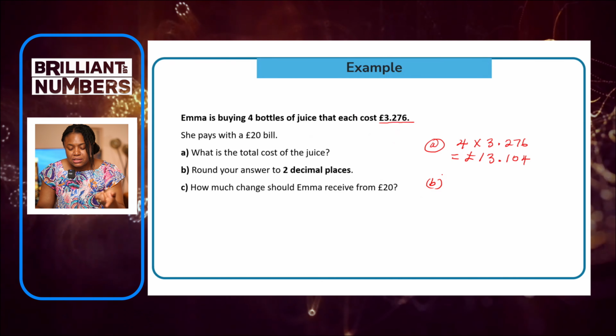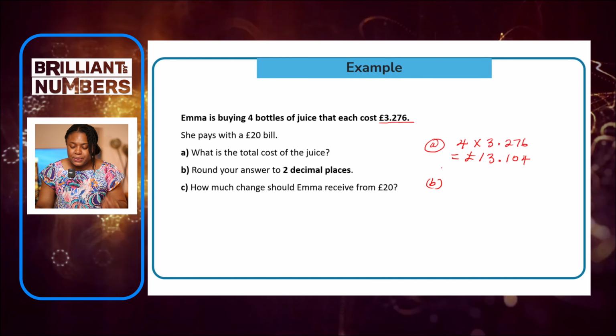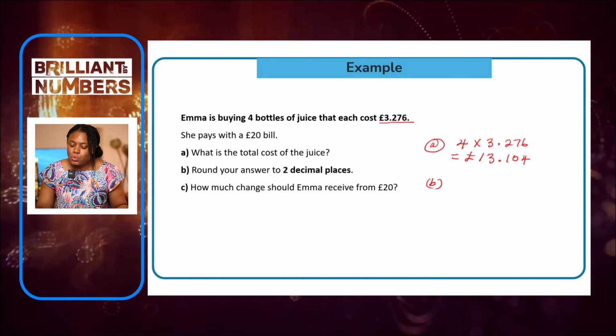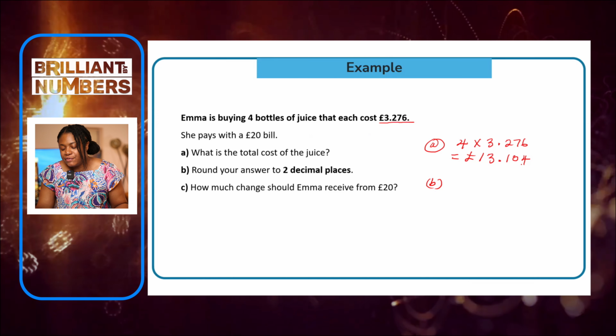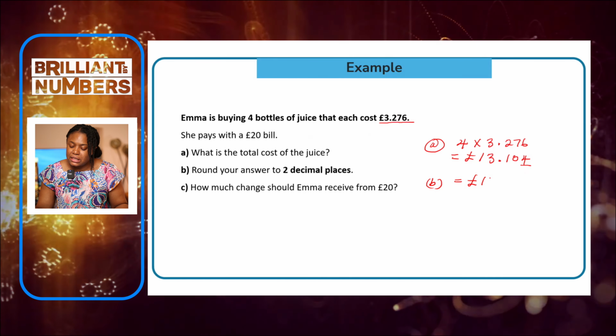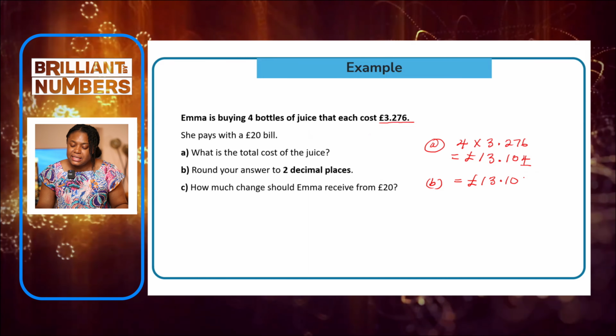So again, we look at the original answer. We count 1, 2, check on the 4. We must round down. So as an actual answer, it is £13.10. A little bit more logical answer in terms of dealing with money.